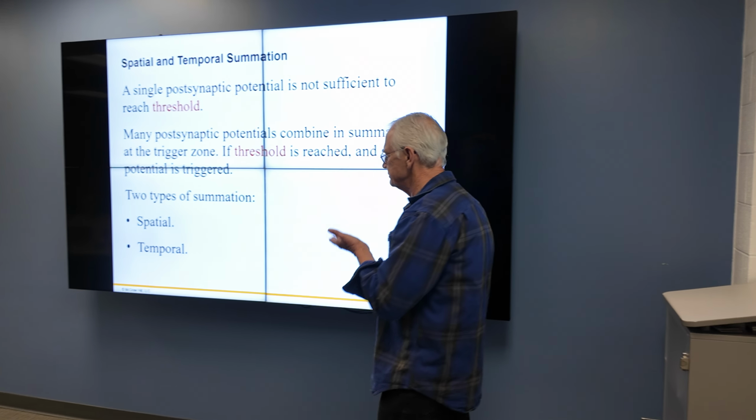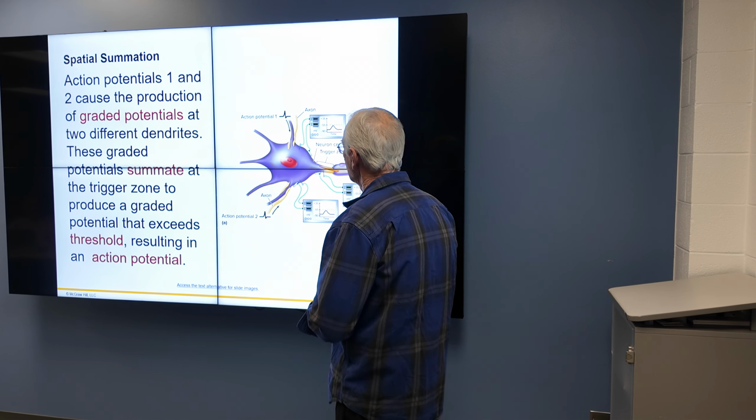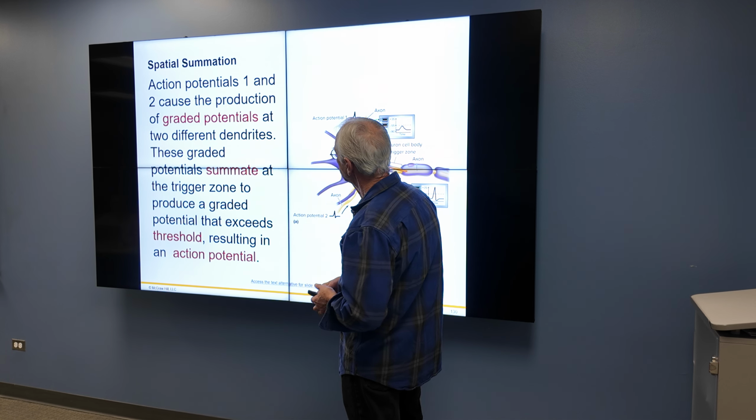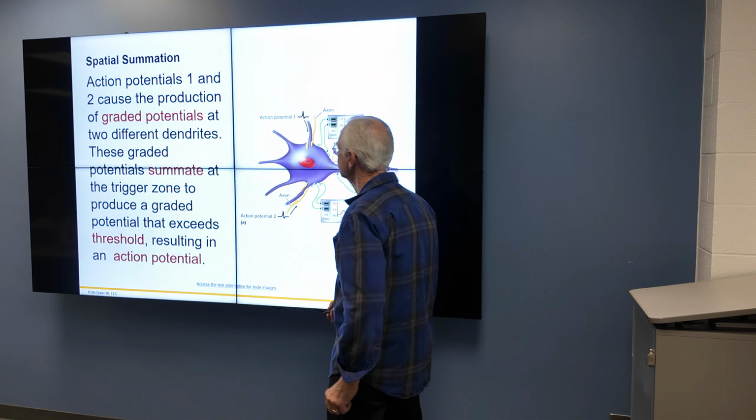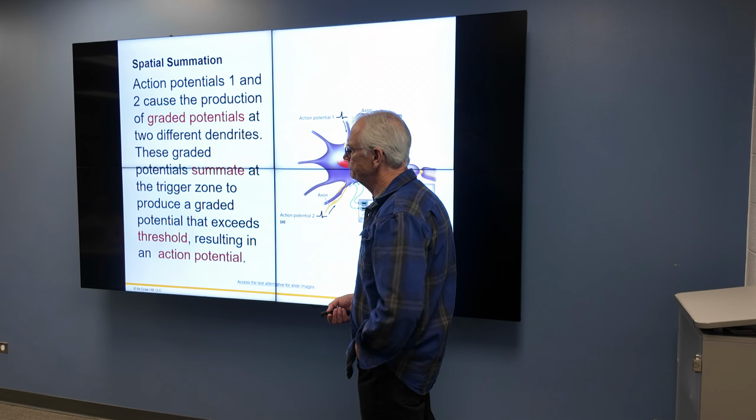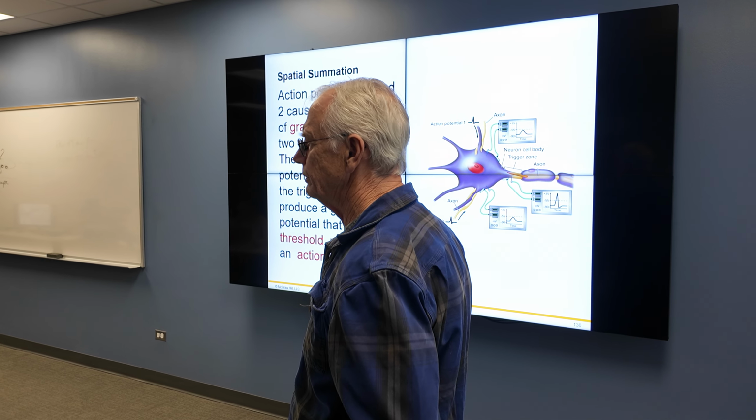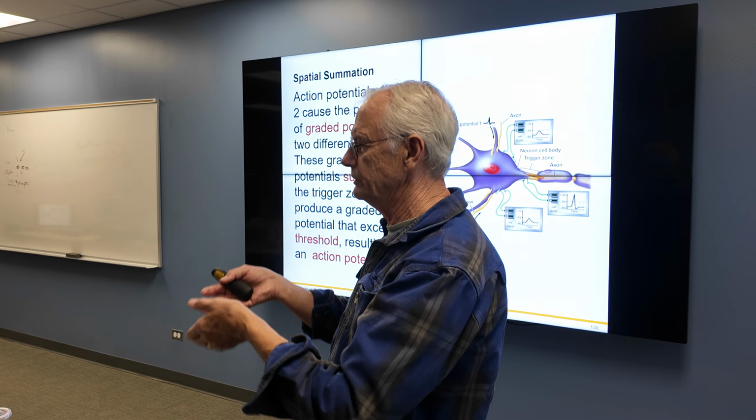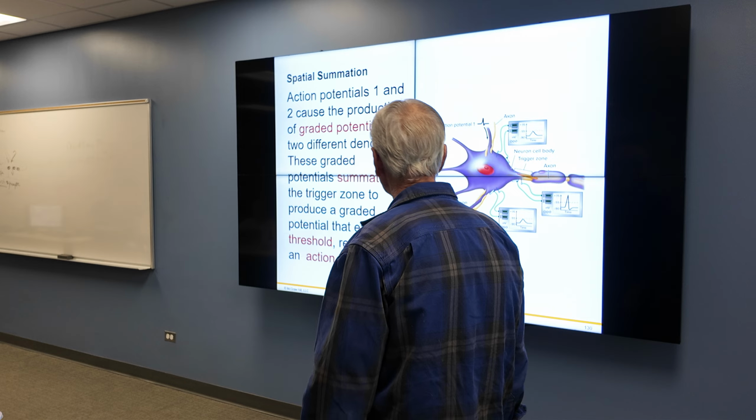So the authors of this piece put together something like this. They say, okay, here's spatial summation. Action potential 1, down, okay? And 2, okay? Cause the production of graded potentials. Remember what graded potential was? Take a little stone and you throw it in here, and you got another little stone and you throw it here, and the two together combine so that you have a little bit more of a wave pattern that comes out from the stones hitting the water, okay?